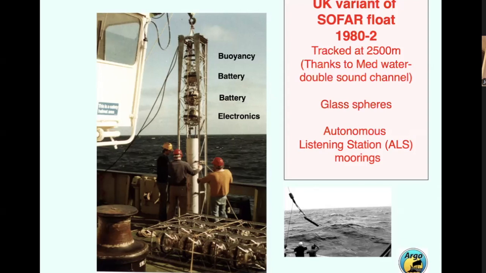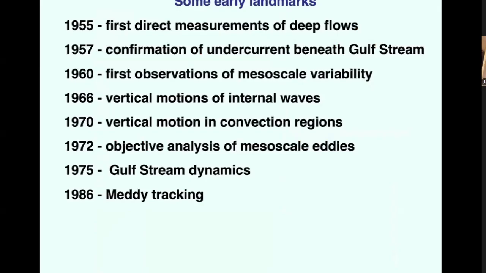One sphere for buoyancy, two carrying batteries, and the other one for electronics. And they were tracked around in the ocean. We didn't have listening stations that NASA had, so we actually had to put autonomous listening stations on moorings to receive the signals from these floats. And they were analyzed, and over time we built up a picture of the circulation of the Northeast Atlantic.